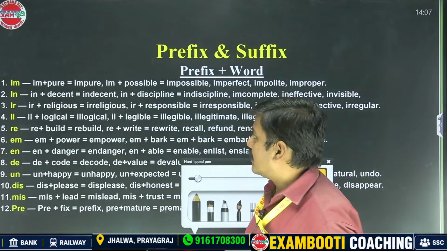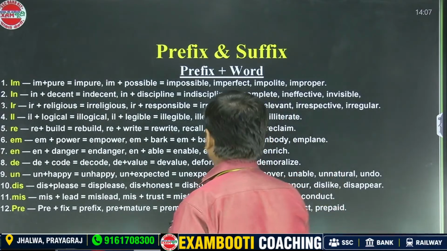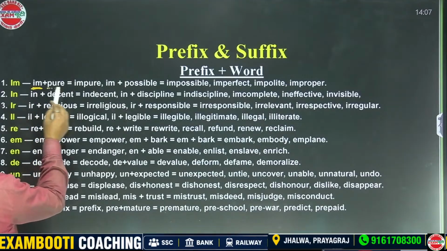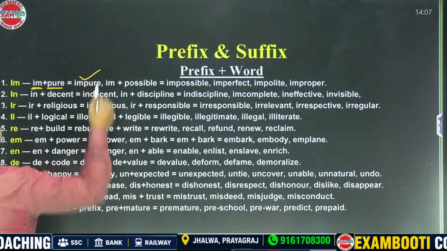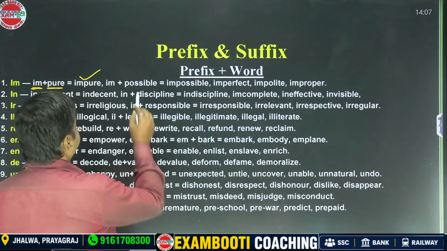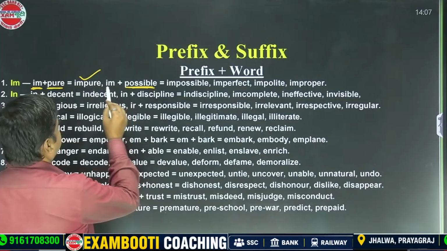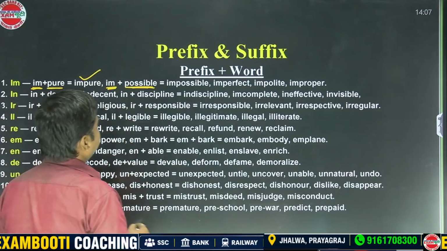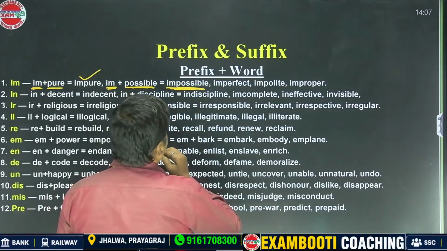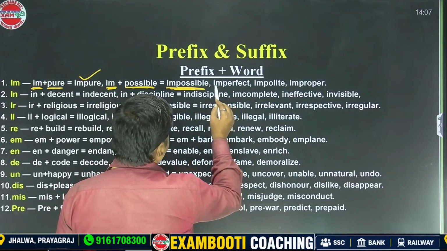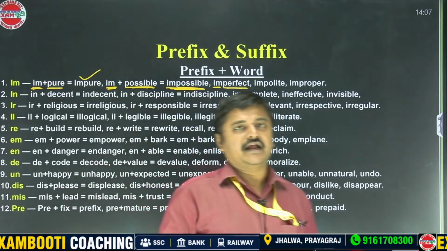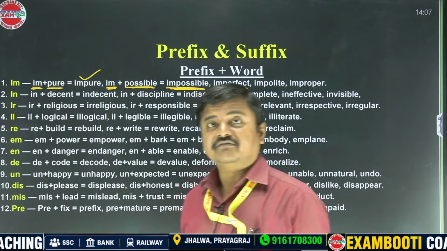Let's see. Like IM. We added IM to pure and we get the word impure. Pure, impure. Like possible. To possible, we added IM, and we get the word impossible. Similarly, we added IM to the word perfect, and we get the word imperfect.